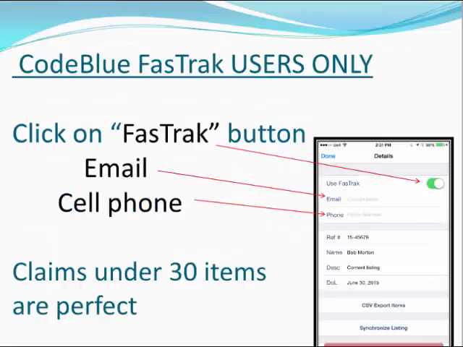So once you've clicked the new listing button, you're going to get the detail screen. We're just going to spend a few minutes here on the fast track screen. If you are a Code Blue user and you send listings to them for pricing, there are times when you may want to use the fast track. This is good for claims of under 30 items, and you would click the green radio button as indicated.